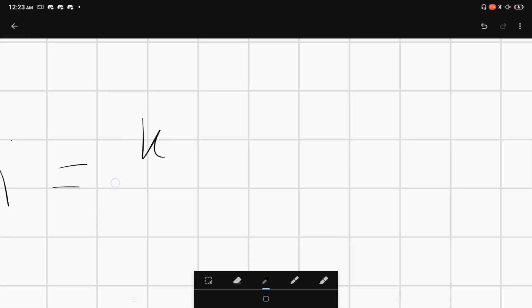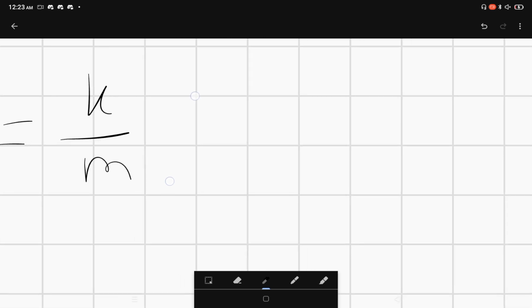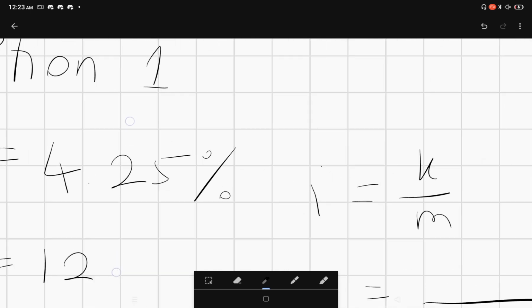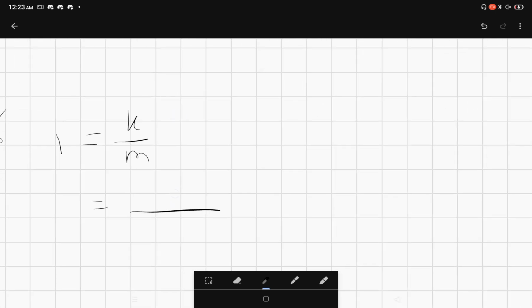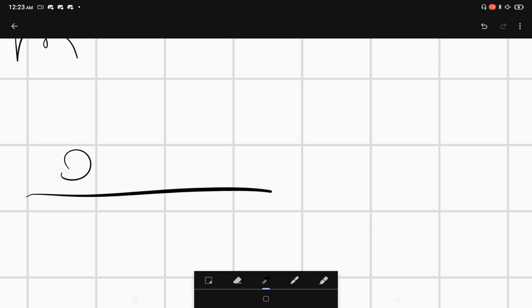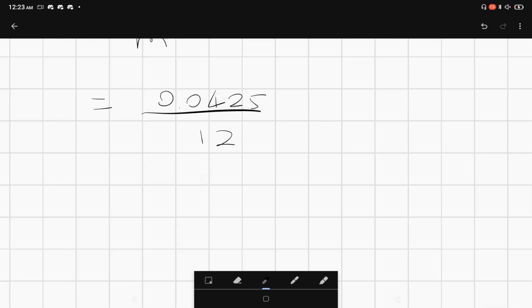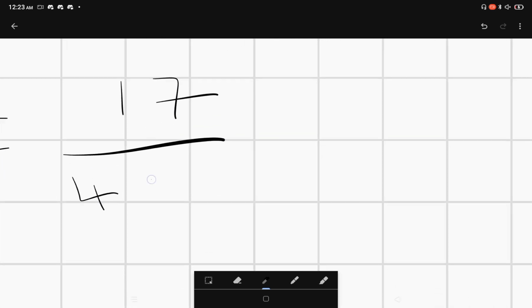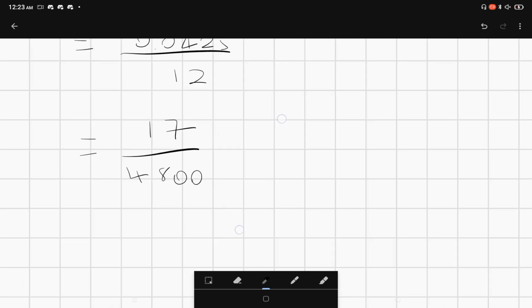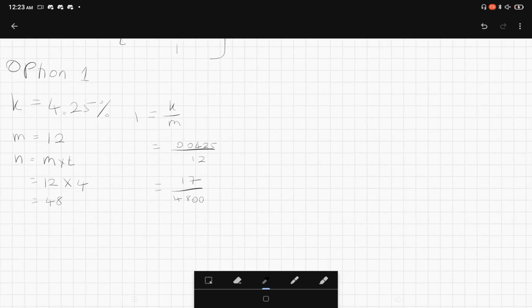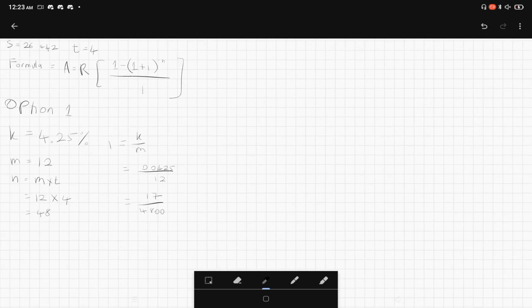Now we will move on to finding i. i equals K divided by M. And then, as we all know, K is 4.25. So 4.25, we convert it and it will become 0.0425 divided by 12, and our final answer is 17 per 4,800. So this is what we have for now.